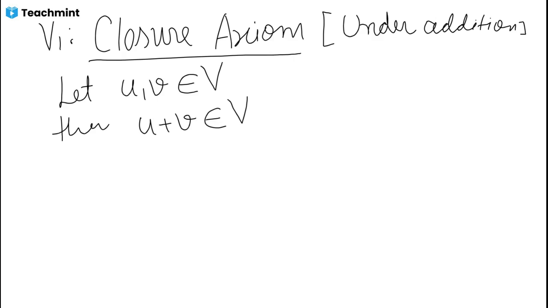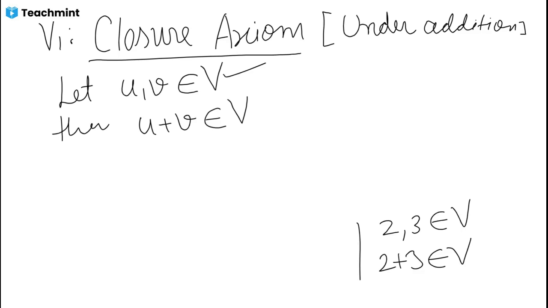For example, if we are taking V as the set of natural numbers, and 2 and 3 obviously belong to the set of natural numbers, then 2 plus 3 also belongs to the set of natural numbers. If the sum also belongs to the same set, then we can say the closure axiom is satisfied or verified. Got it? Yes, got it.